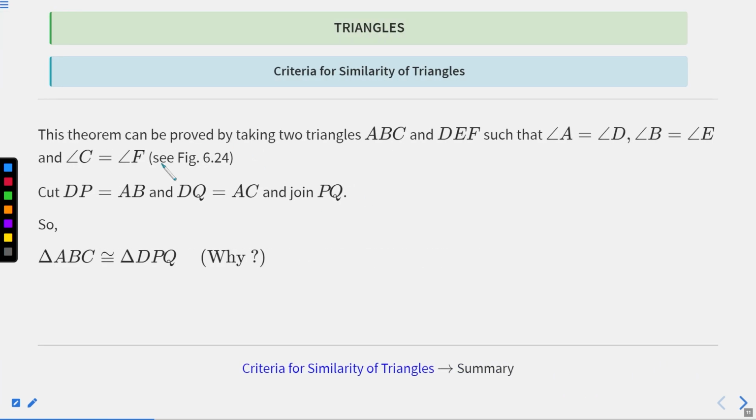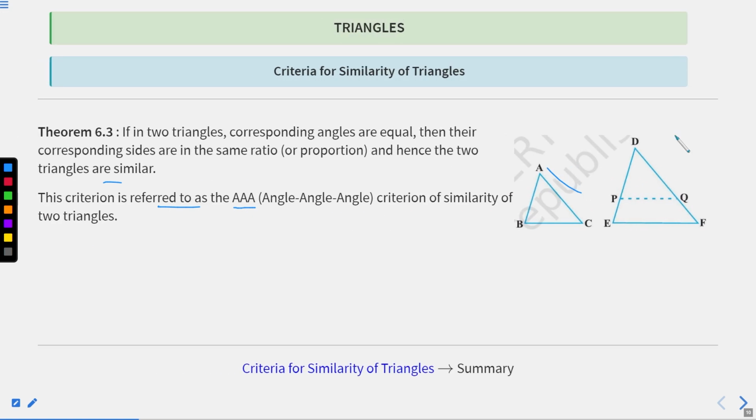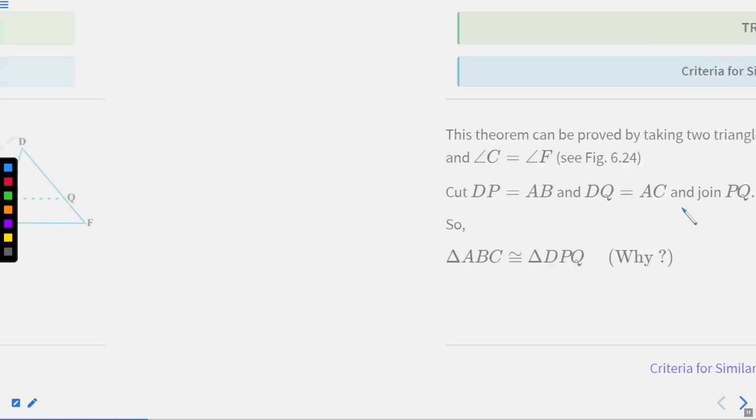And this theorem can be proved by taking two triangles ABC and DEF such that angle A is equal to angle D, angle B is equal to angle E, and angle C is equal to angle F. You can see the figure 6.24 that is shown on this slide. Here in this triangle and this triangle, their corresponding angles are equal. That means angle A is equal to angle D, angle B is equal to angle E, and angle C is equal to angle F.